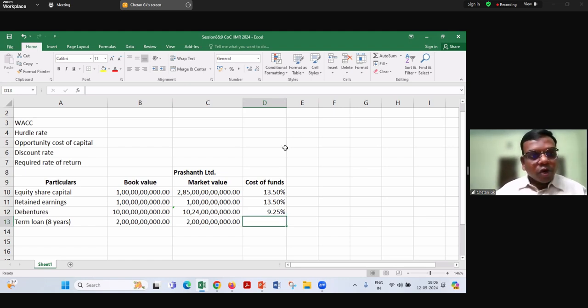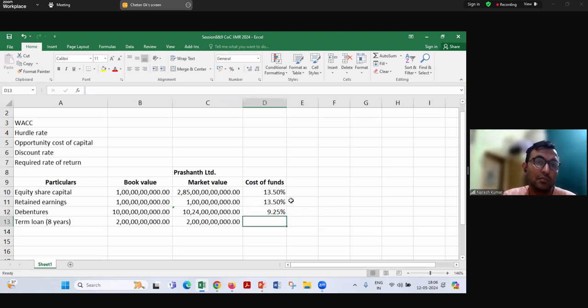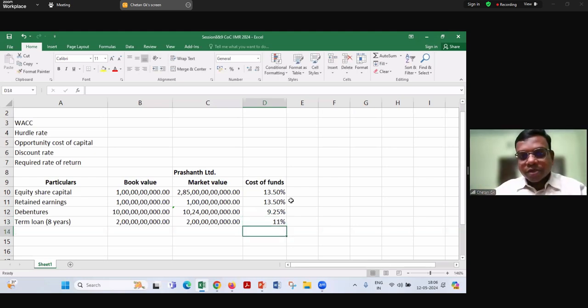Okay. So tell me, how much is the term loan now? Companies must have taken 11%, 12%. Let us take 11%. Okay. Fine. So somebody would argue that it should be 10%. I can change it to 10% because it's just an assumption. It is okay. There is no hard and fast rule that it should be 11% or something of that sort.